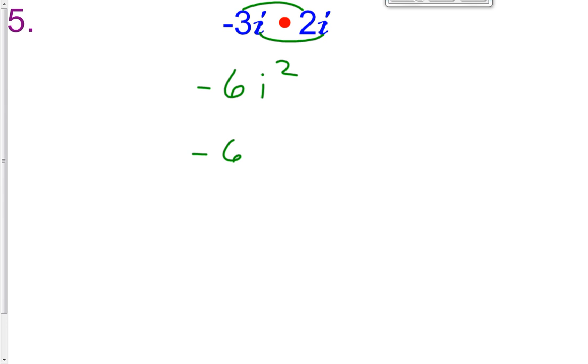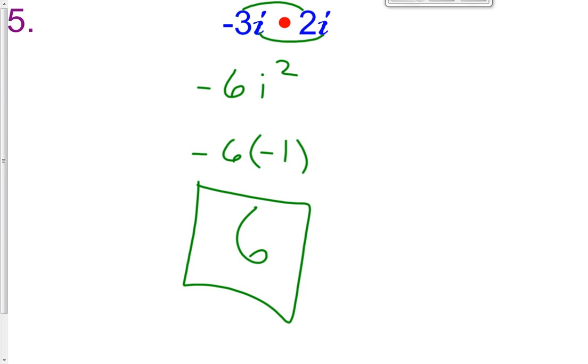So now it's saying a negative 6 multiplied by i squared, and i squared is a negative 1. So what's our answer here? A negative 6 times a negative 1 is a positive 6. There's our answer for problem number 5. i squared turns into a negative 1.